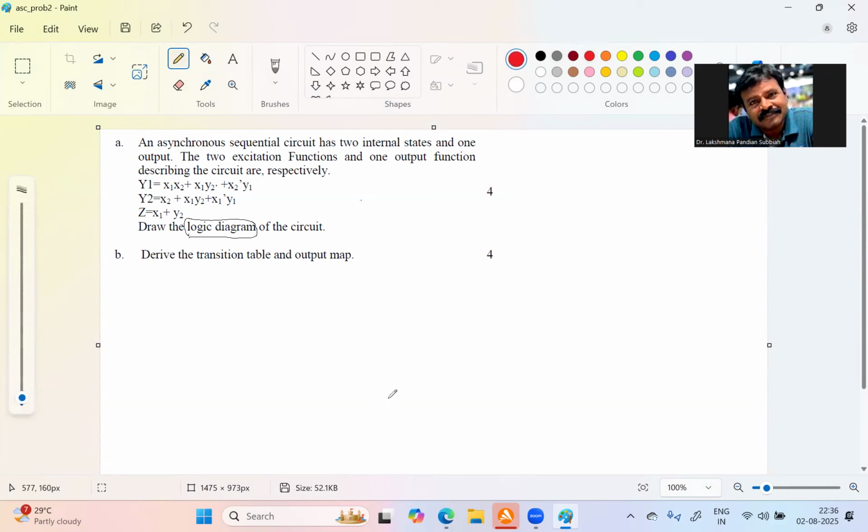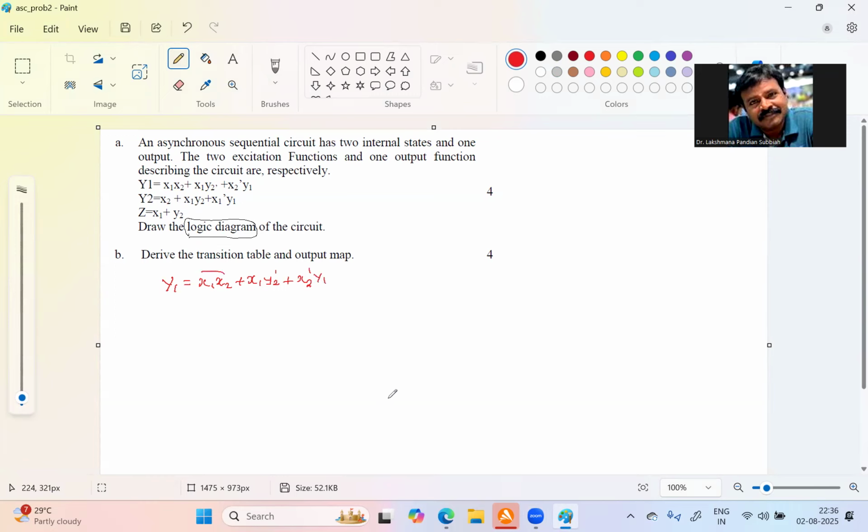Here we need x1, x2. So we have an AND gate for x2, y2 dash, then an AND gate for x2 dash y. Then these two are ORed, so we need an OR gate, and we get the output y1. So y1 is equal to x1 x2 plus x1 y2 dash plus x2 dash y1.